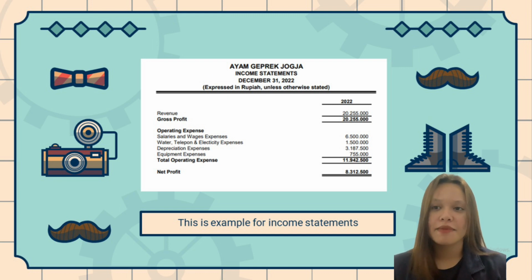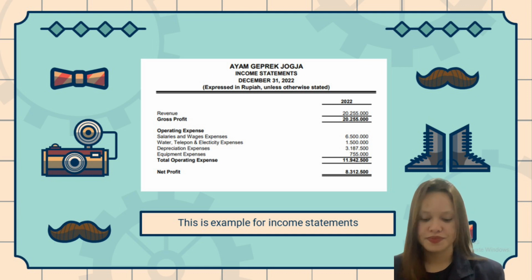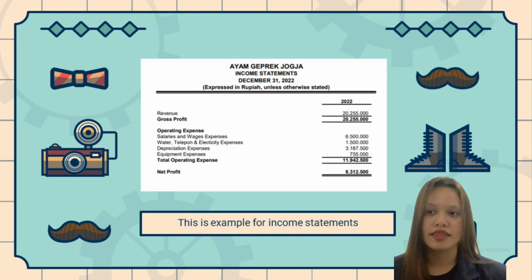Next, Ayam Geprek Jogja income statement at December 31, 2022. Revenue of Ayam Geprek Jogja is 20,255,000 and the total gross profit is 20,255,000.